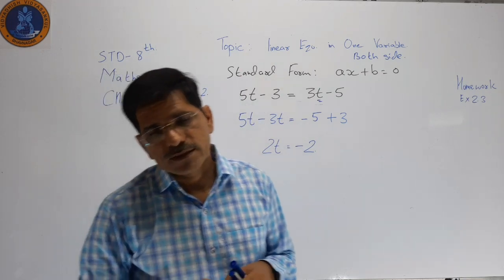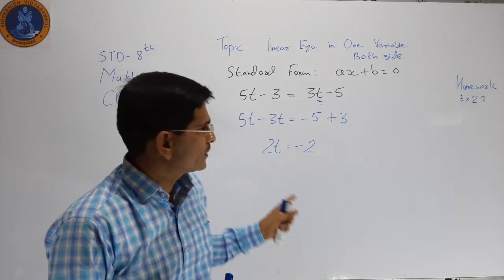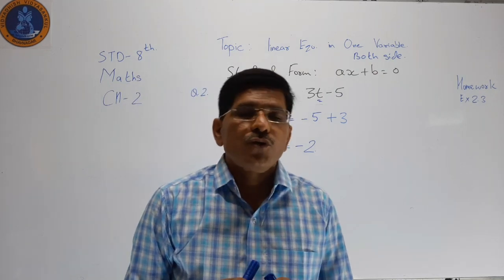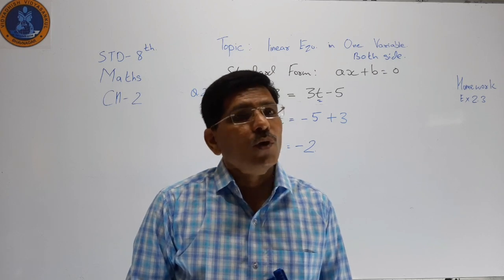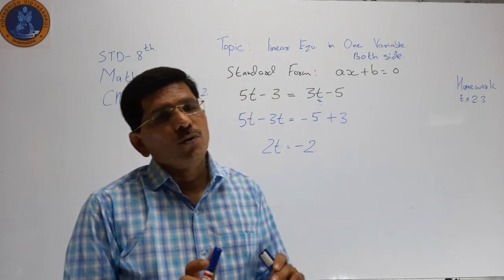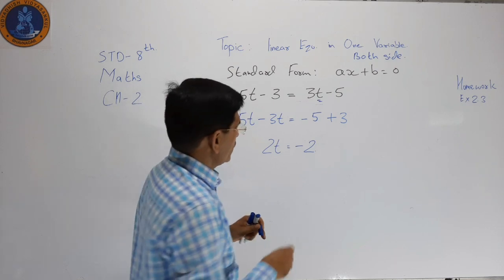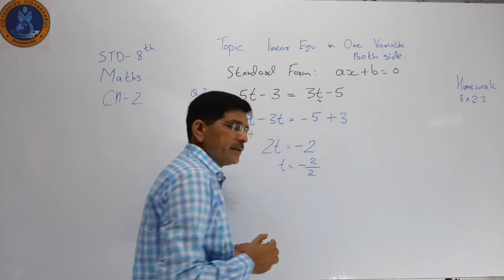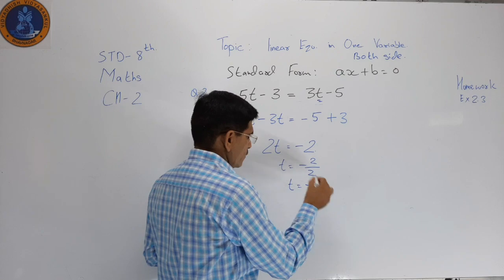Now important thing is that if variable has coefficient, that is here it is 2. Now where I have to shift this 2? So when variable has a multiplication, it should always go to division. So what I have to write? I have to write 2 here. t is equal to minus 2 divided by 2. So we can get answer minus 1.